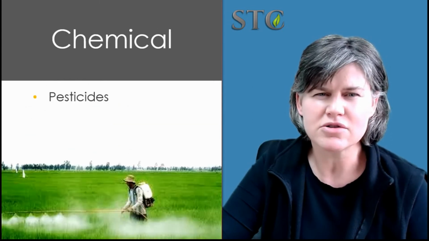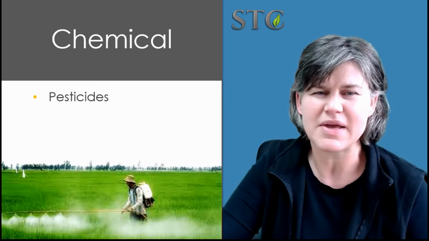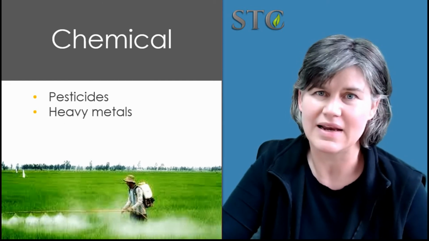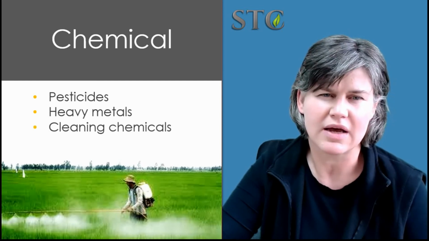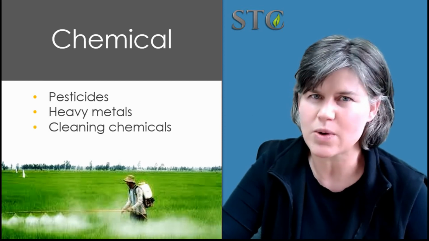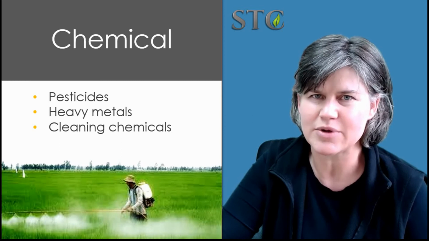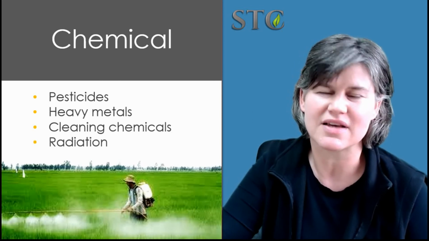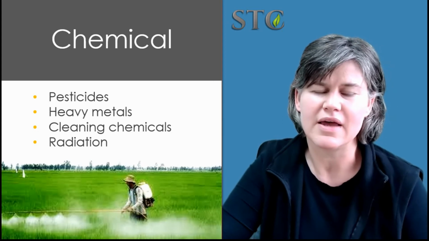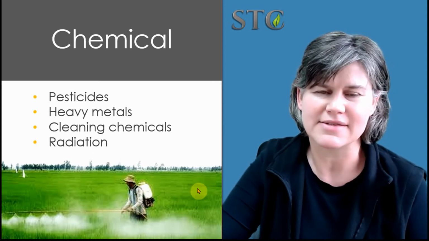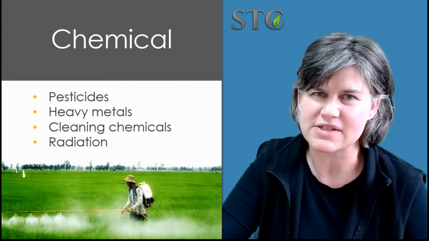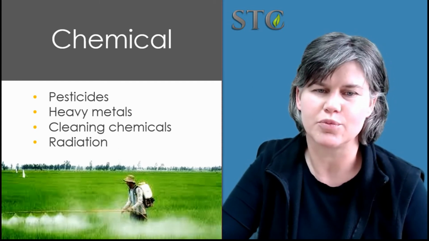For chemicals, we are concerned about pesticides, heavy metals like lead, for example, and cleaning chemicals, and that's why we've got our rules about cleaning chemicals and locking them up. And also radiation is another example where radiological hazards need to be considered in a risk assessment by all sites manufacturing food products.